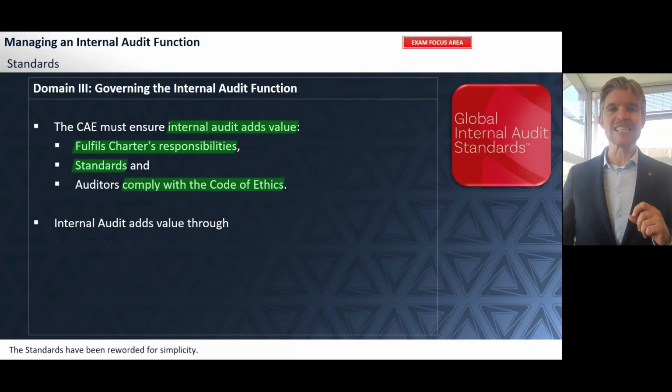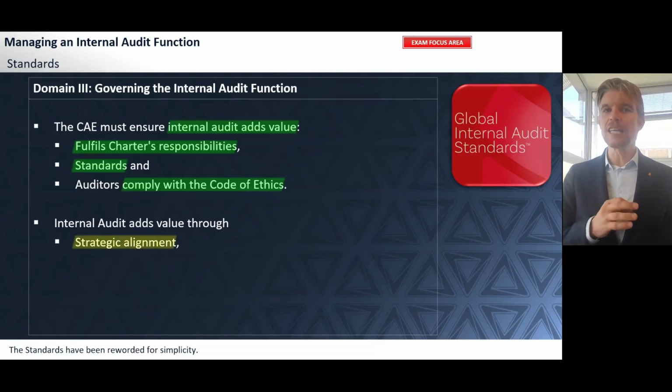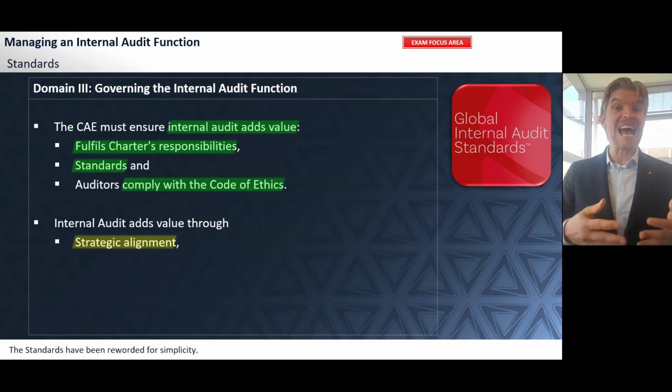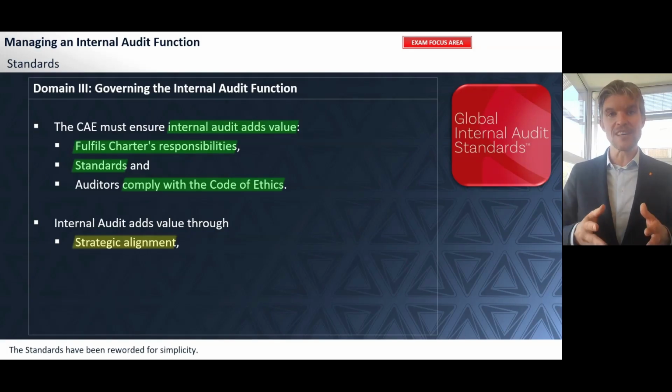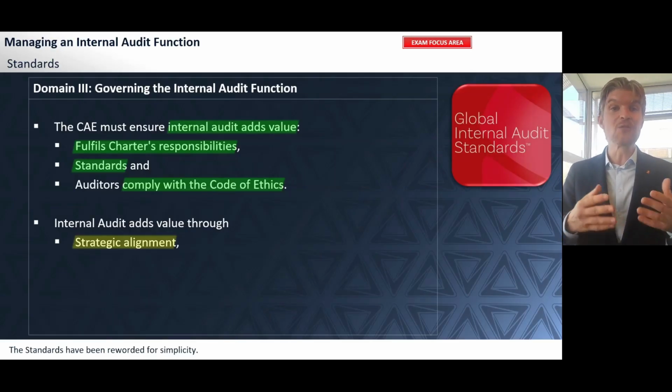Finally, internal audit adds value through strategic alignment. What does this mean? That means that we don't just have a task list of things to do. We actually have assessed the risks in this particular organization. And we understand that these are the things that our senior management, that our board of directors are going to care about. And so we are going to look at these in detail. These are the things that will help the organization best achieve the goals that it has set out for itself.